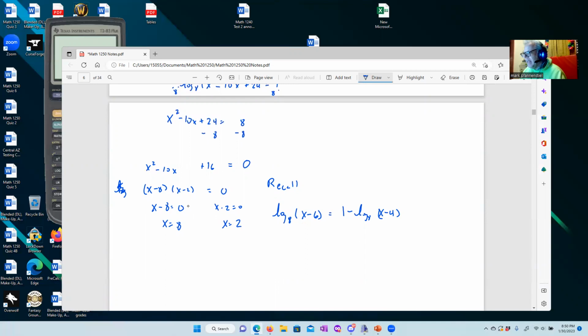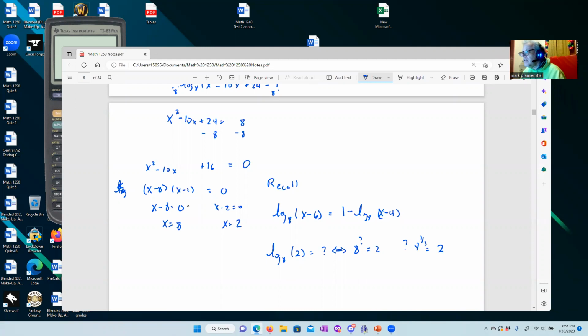If I put in 8, 8 minus 6 is a positive number, we're good. 8 minus 4 is a positive number, so that's going to work out. Well, what is log base 8 of 8 minus 6? What is log base 8 of 2? We have to go back to equivalent exponential form. So 8 raised to the question mark is equal to 2. 8 raised to what power is equal to 2? How about 8 raised to the 1/3 power is equal to 2?